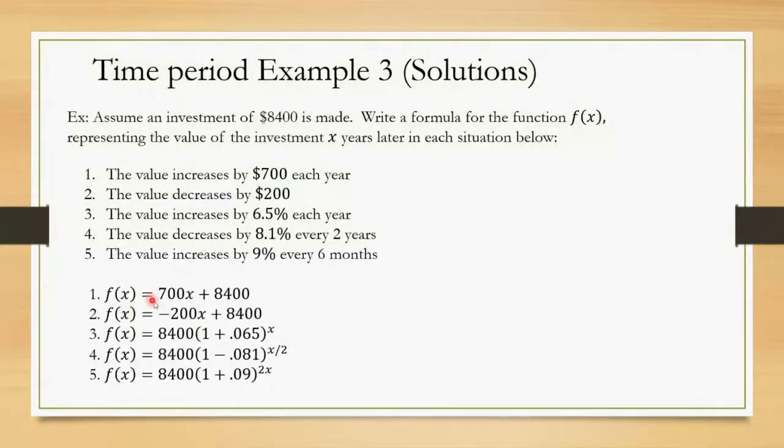Okay, let me keep going then. So for 3, notice it's increasing by a percent each year. What does that tell you? Exponential growth. So it's increasing by 6.5%. What does that tell you? That tells you R is 0.065. Number 3, that's how I get R over here. And the initial value, again, is 8,400. So this is our function. This is our wonderful function.